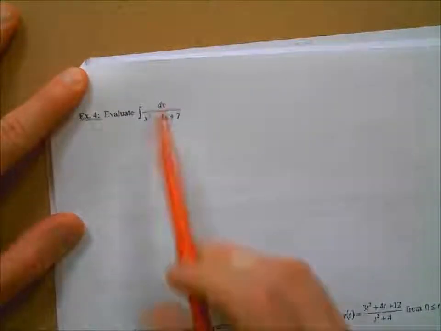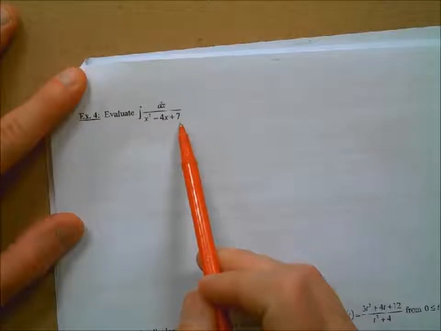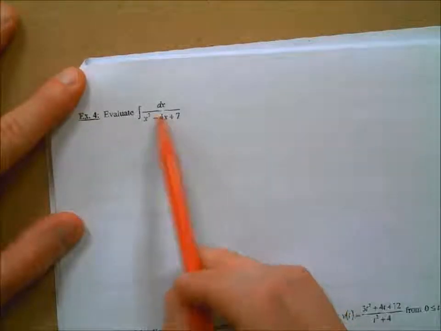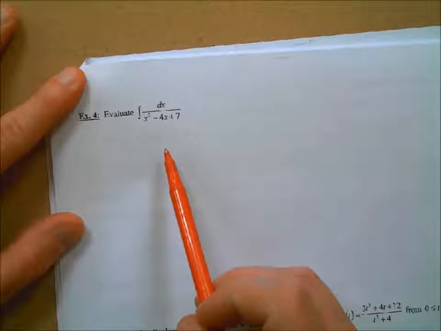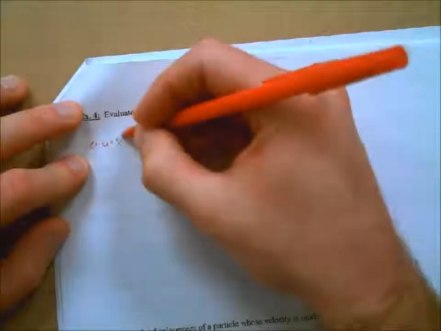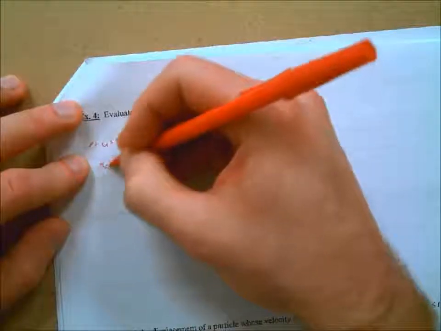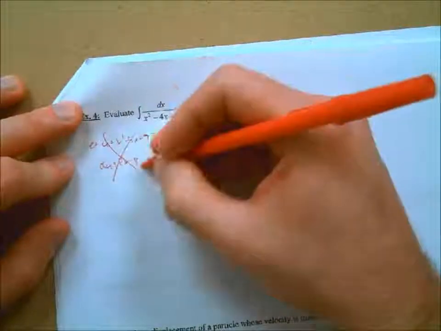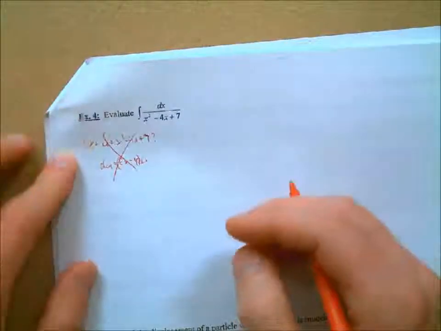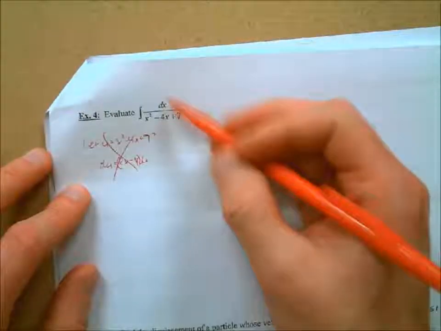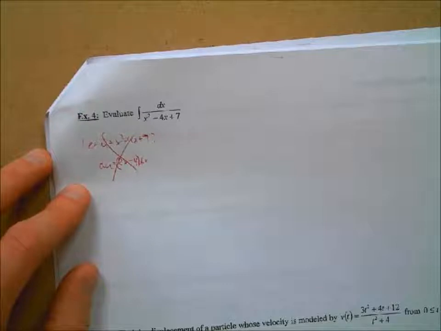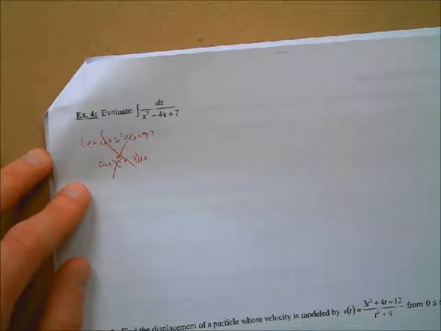Could I let u equal x squared minus 4x plus 7? Could, but then I'm going to end up with 2x minus 4 for my du. I don't have a 2x minus 4 in my numerator here. So nope, that's not going to work. We don't have a 2x minus 4 dx, just a dx. Okay, you ready for this one? Close. We're going to complete the square.